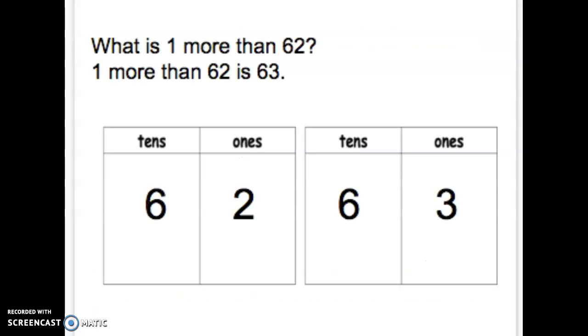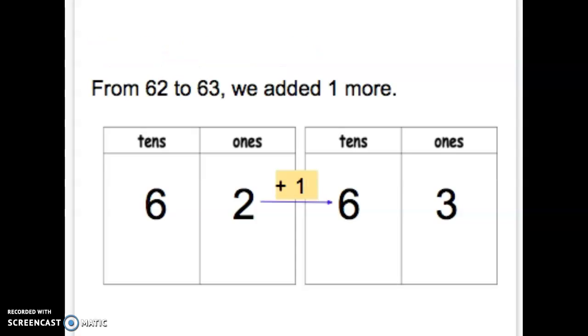So what is one more than 62? One more than 62 is 63. Notice how my tens place stayed the same. It did not change, but my ones place did change because I was adding one more to it. From 62 to 63, we added one more.